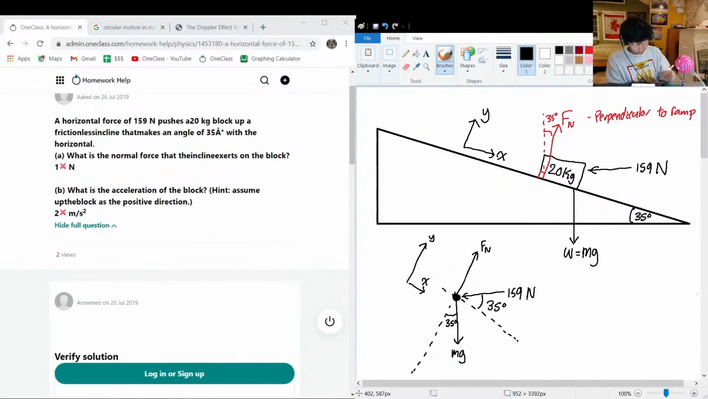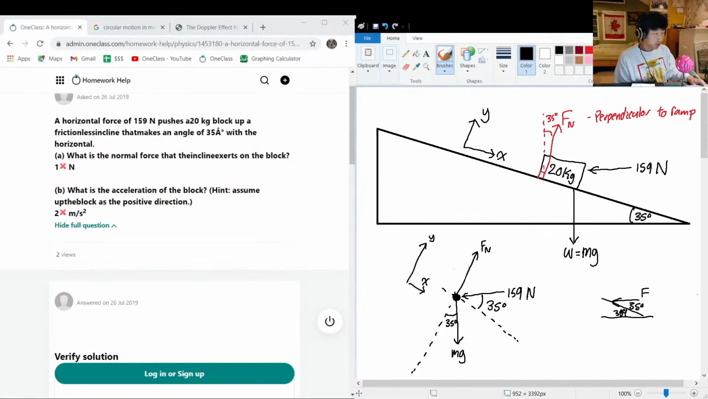It has to be 35 degrees because pretty much what we have is like the force is like this, the ramp is like this, so this angle 35 has to be the same as this angle 35 up here. Okay, so that's pretty much where all of these angles come from.